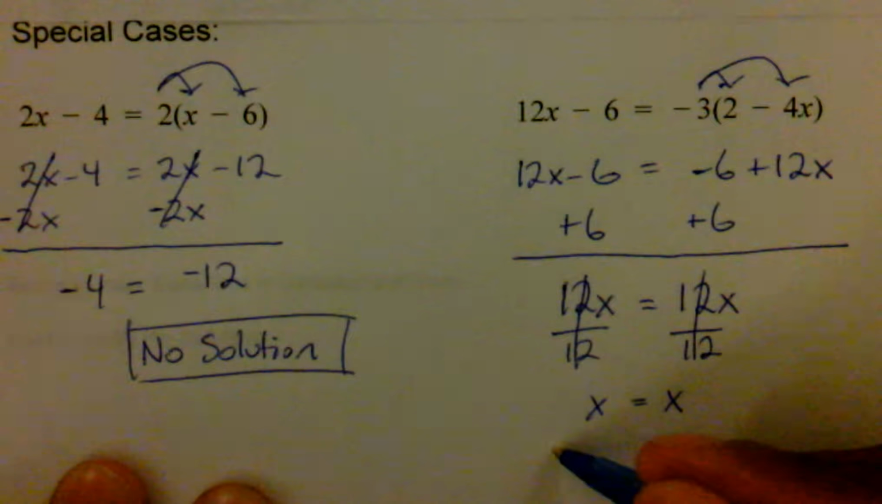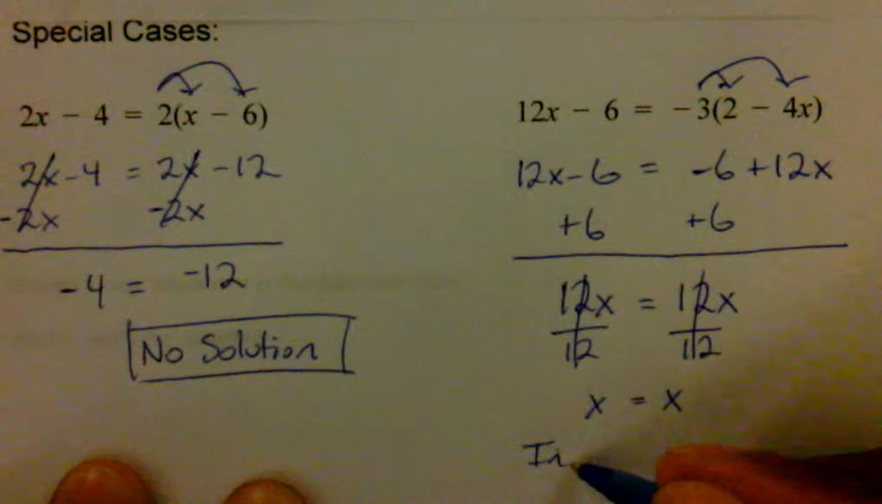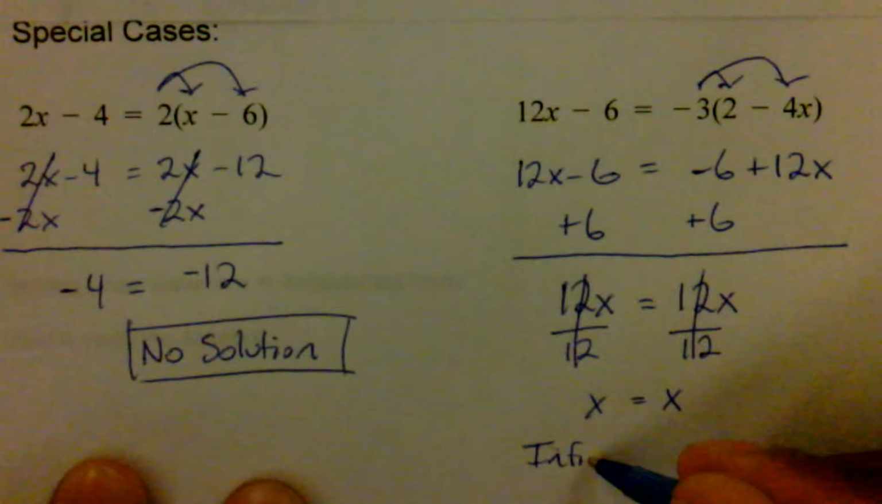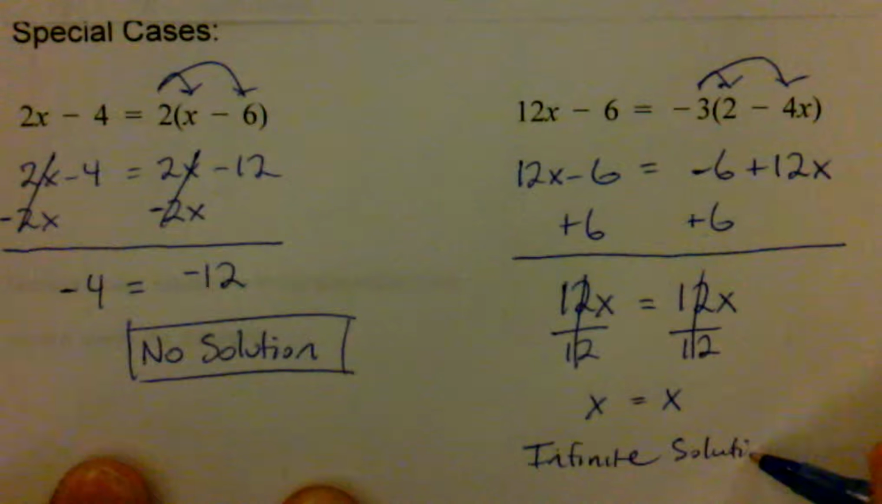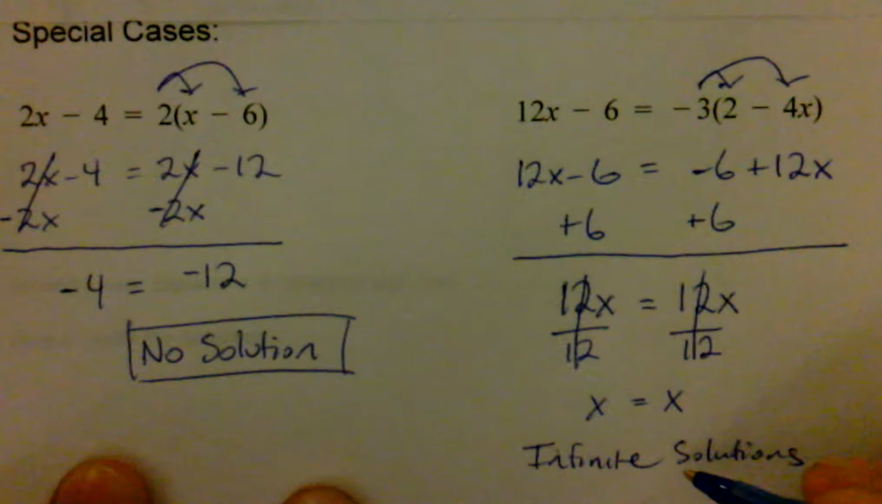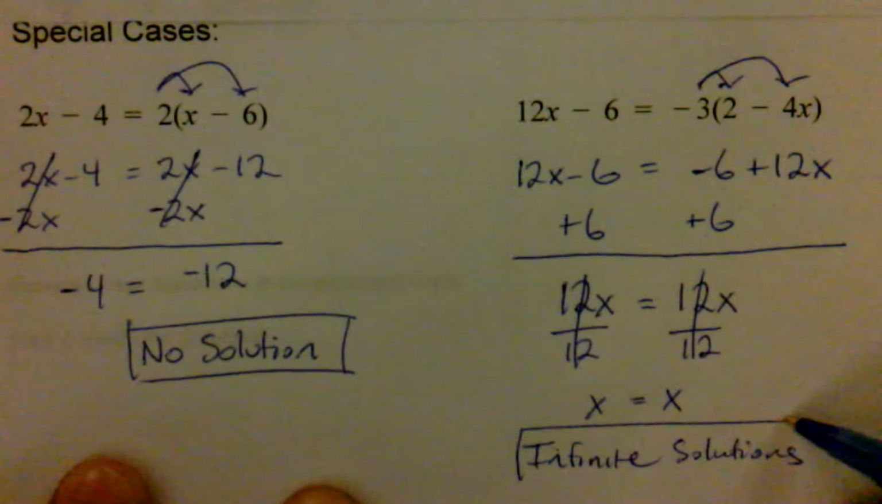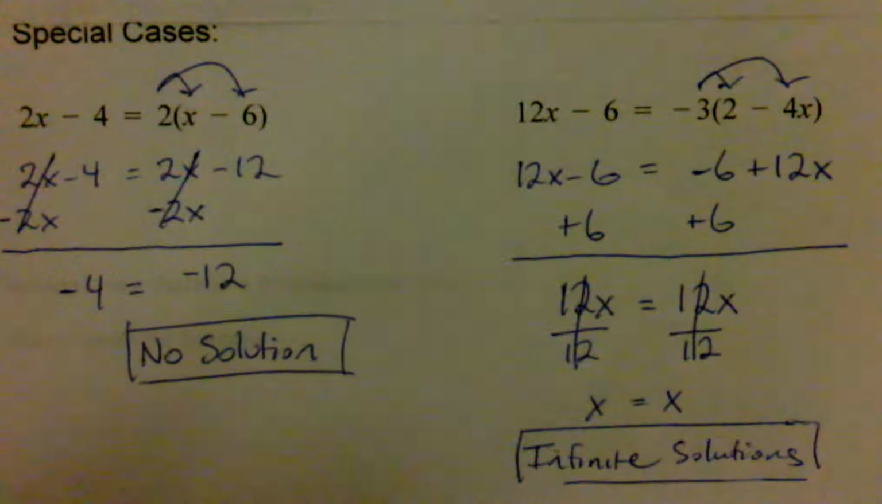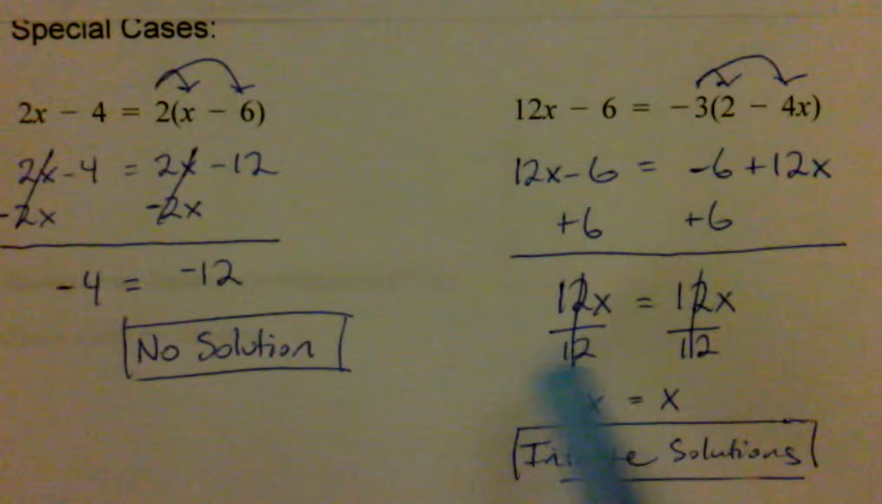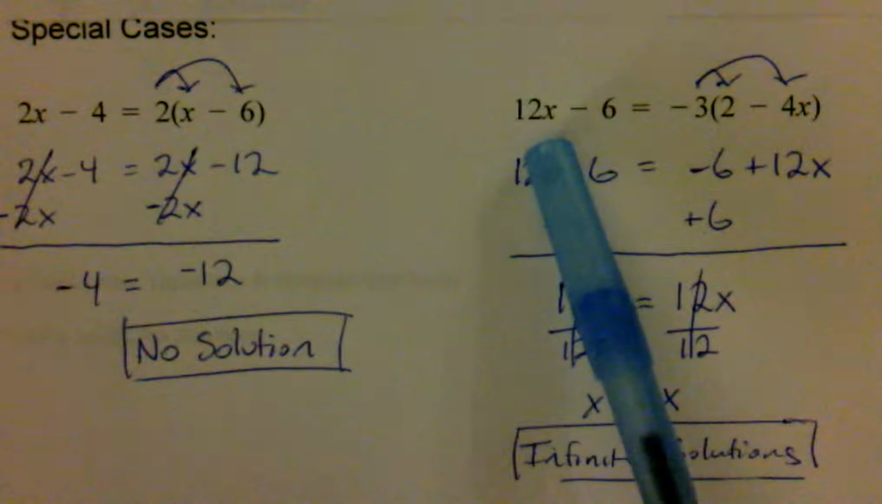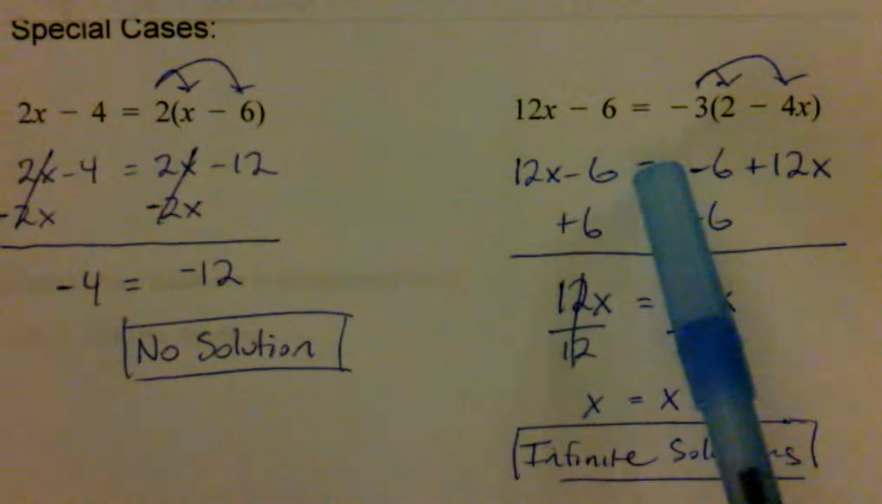So my answer to this one is going to be infinitely many solutions. Those are the two special cases: no solutions, where I get a contradiction, and infinitely many solutions, where I can plug in any number for x and this equation will be true.